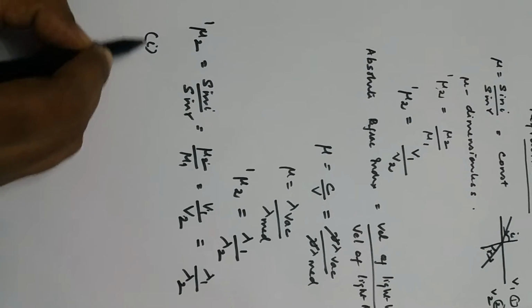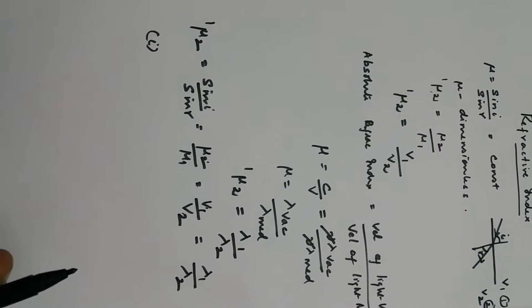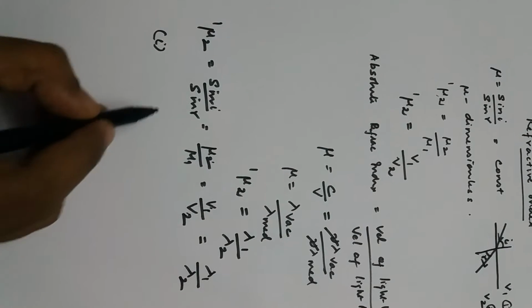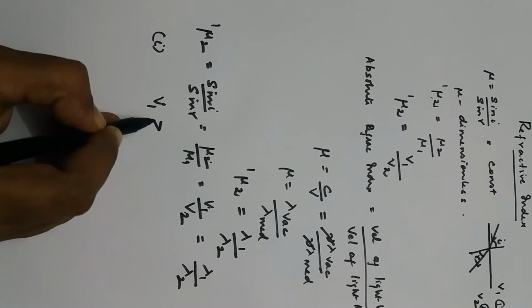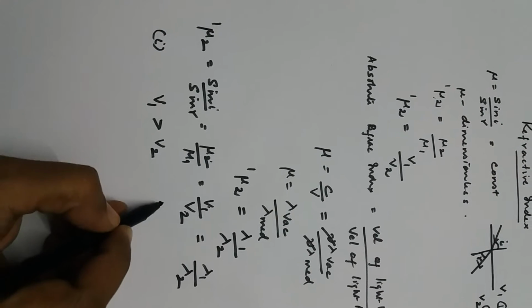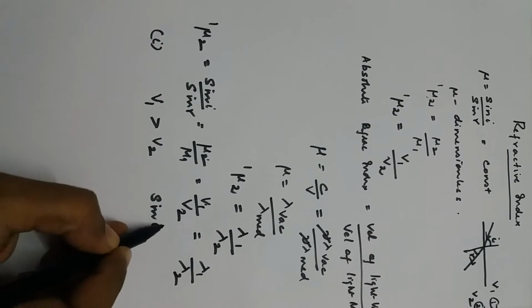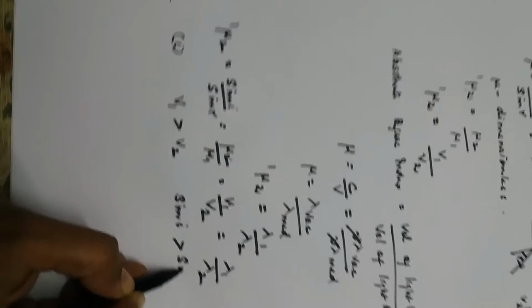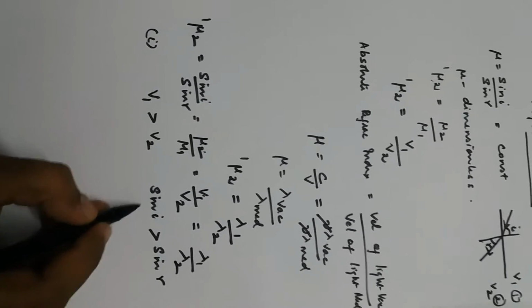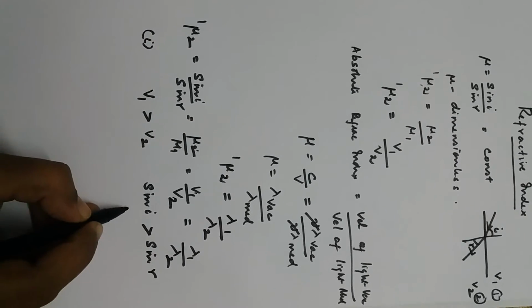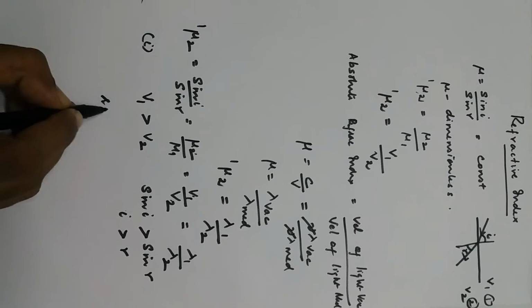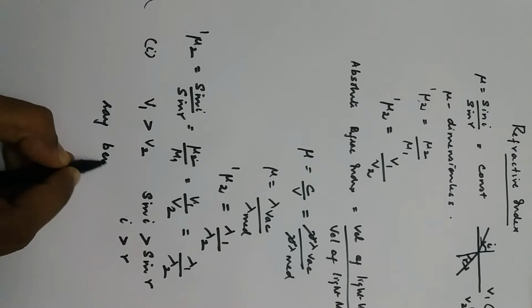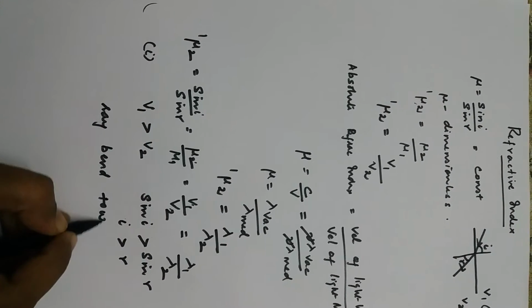In case 1, when light travels from one medium to another medium, if the velocity of the light in medium 1, that is v1, is greater than v2, or the other information where sine of angle of incidence is greater than sine of angle of refraction, since the angles are small, you can write it as I greater than R, then we are very much sure that the ray would bend towards the normal.